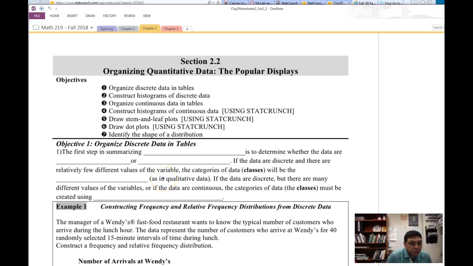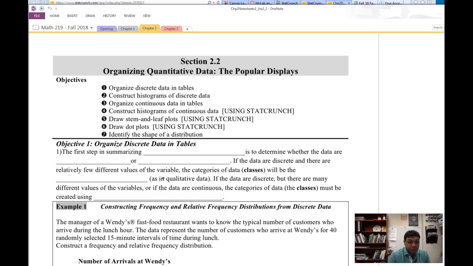This video is for Chapter 2.2, Organizing Quantitative Data. So what do we do after we collect this data? We are going to do statistics. We have a question. We collect data, and now we want to summarize the data, see what story it's told. So we use different ways to do that.